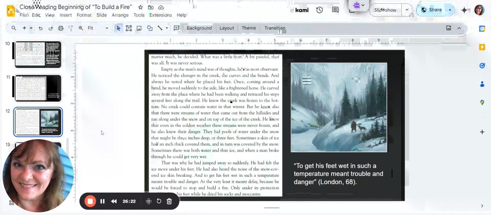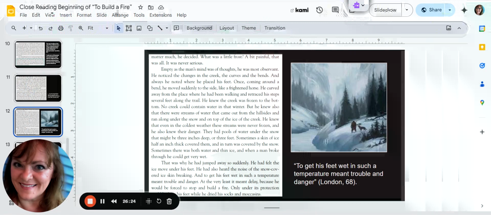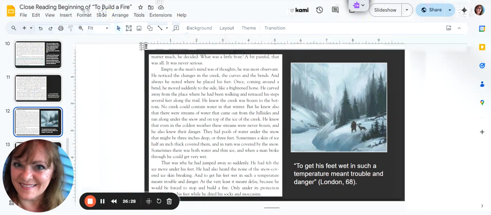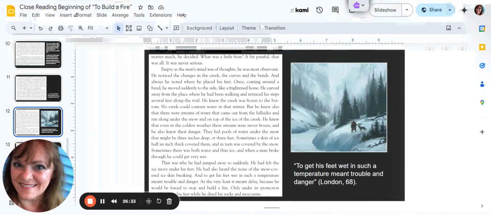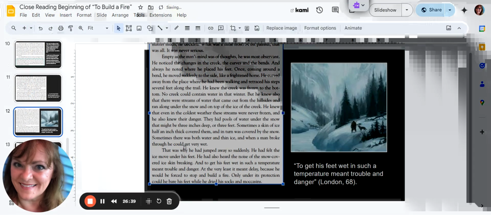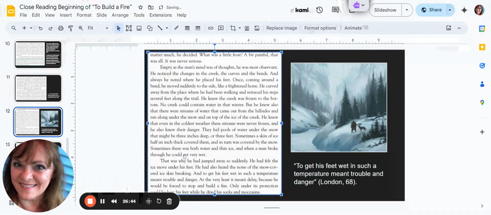That was why he had jumped away so suddenly. He had felt the ice move under his feet. He had also heard the noise of the snow covered ice skin breaking. And to get his feet wet in such a temperature meant trouble and danger. At the very least, it meant delay, because he would be forced to stop and build a fire. Only under its protection could he bare his feet while he dried his socks and moccasins.